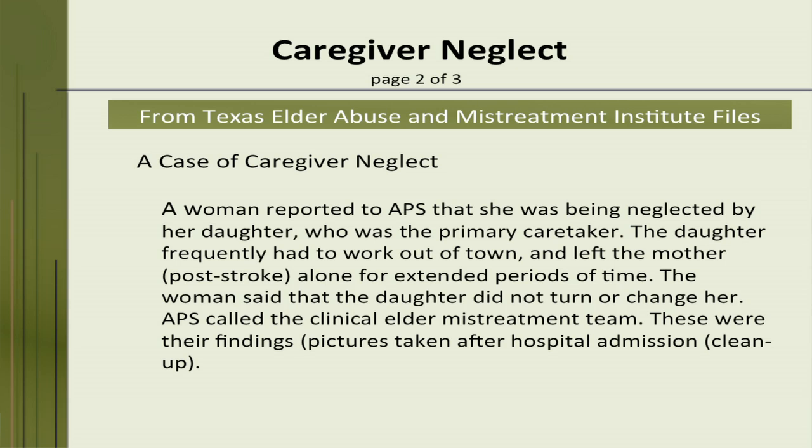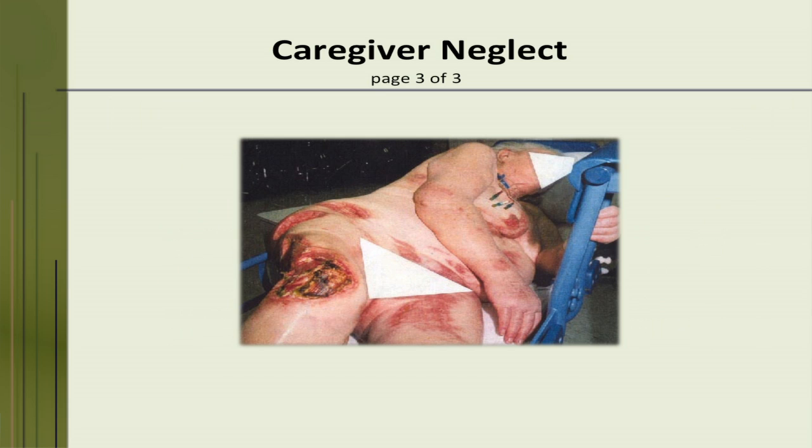And here's another case of caregiver neglect where a woman was the primary caretaker of her mother, and she frequently worked out of town, leaving her mother pretty much bedbound. She was not changing her mother's clothing, she wasn't bathing her, and most importantly, she was not turning her mother, which led to the development of decubitus ulcers and other types of injuries. And here's a picture of that case. As you can see, these weren't things that just happened overnight or in a day or 2. These types of injuries take a period of time to occur, which shows the level of neglect that this daughter inflicted on her mother.